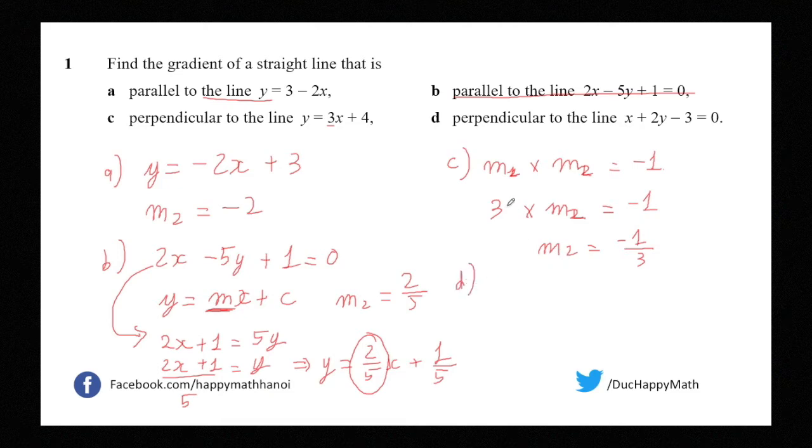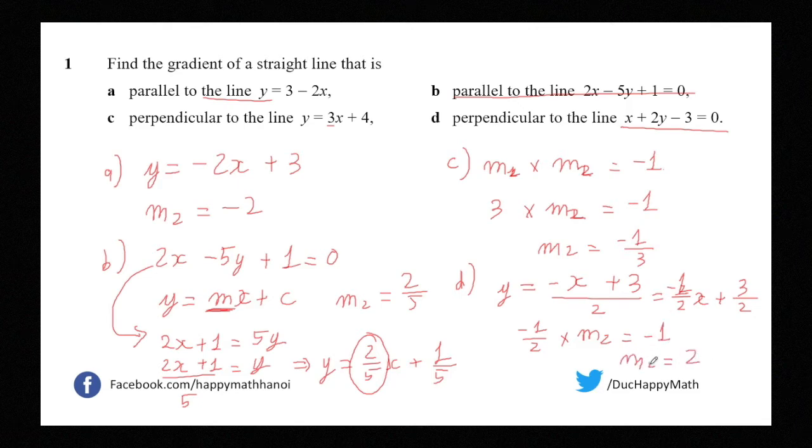Question D. In the same way, first of all you have to change the form of this straight line to y = mx + c. So we get y = 1/2 x + 3/2. So m1 equals 1/2, and m1 times m2 equals -1. So m2 has to be equal to -2.